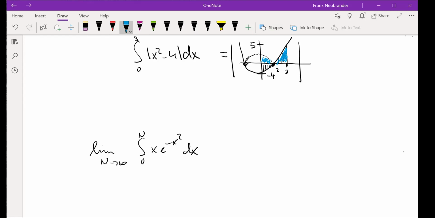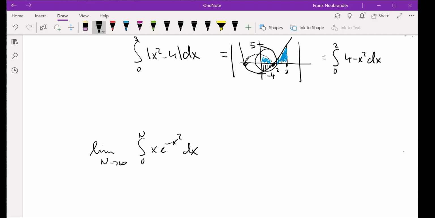So that is then the same as the integral from 0 to 2. This is now this integral here, and there you have to flip around the function. So you really don't look at x squared minus 4. There, x squared minus 4 is negative, so the absolute value flips the sign. So this becomes 4 minus x squared dx.